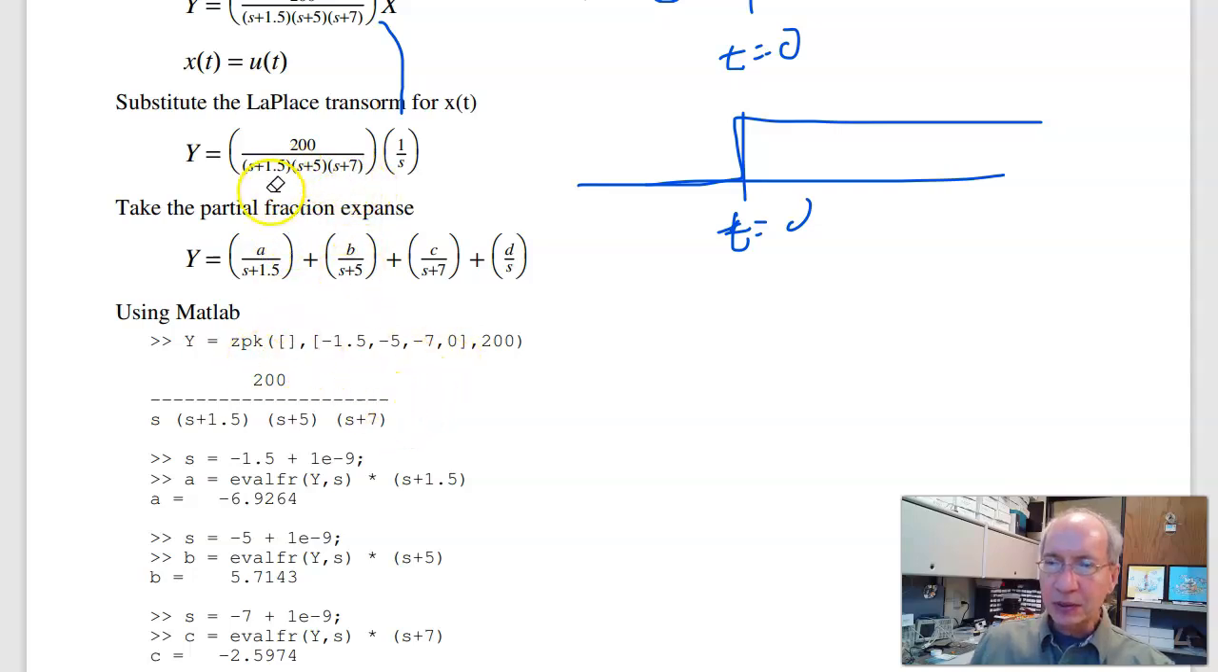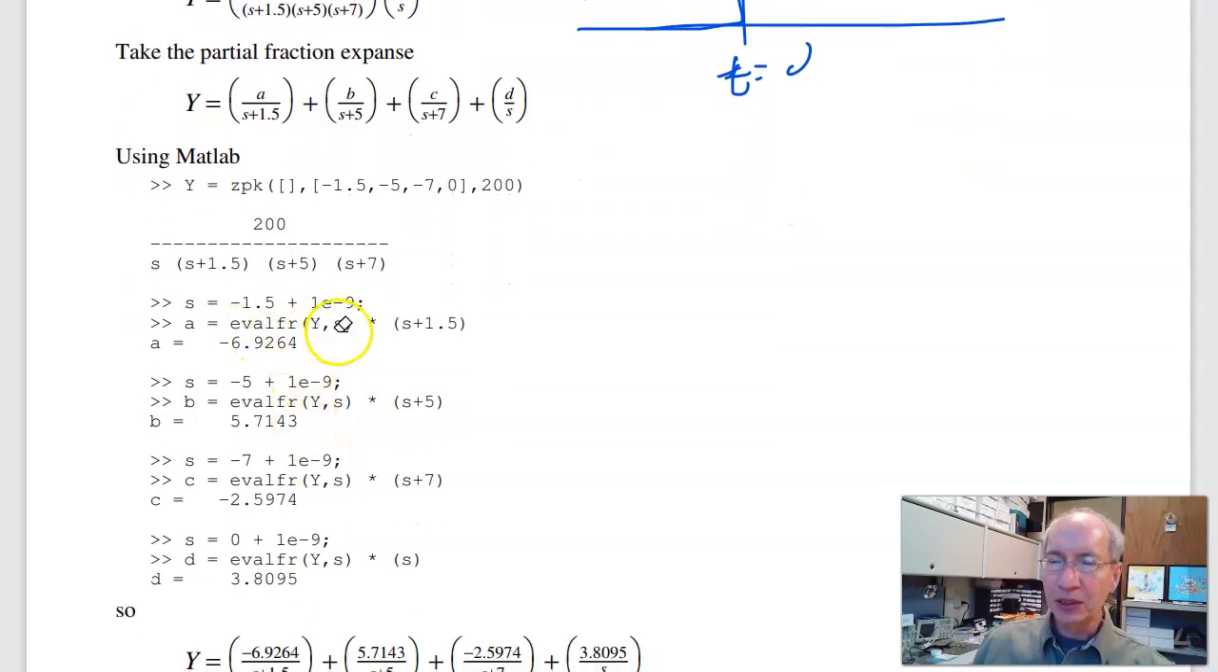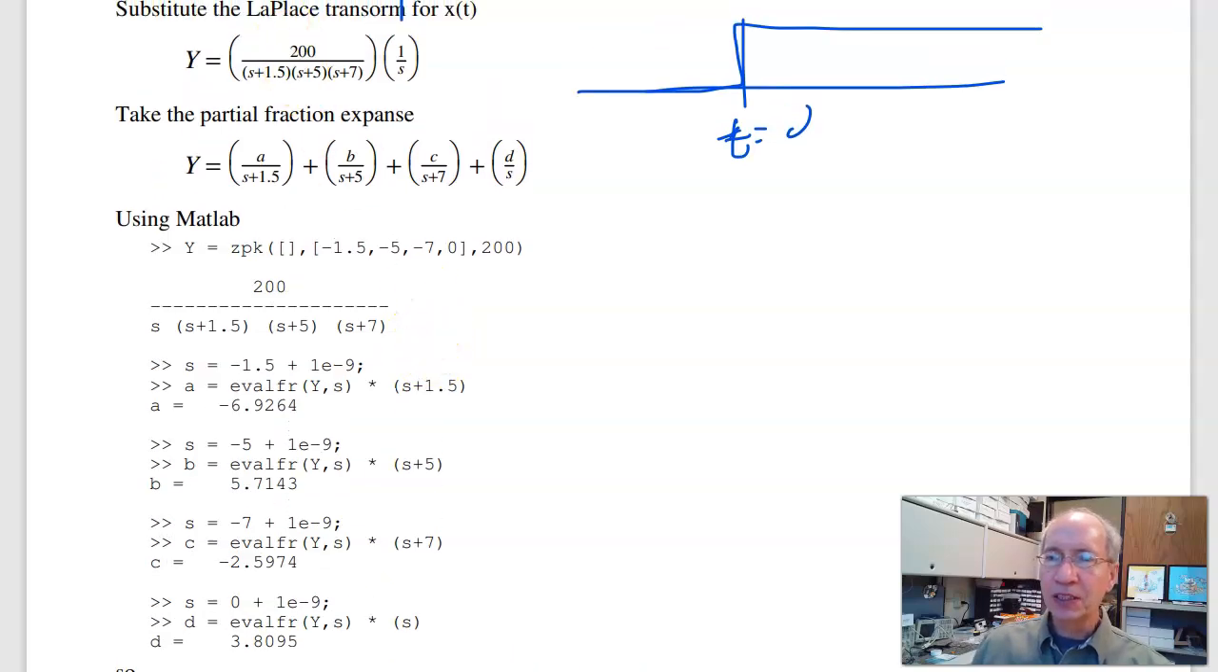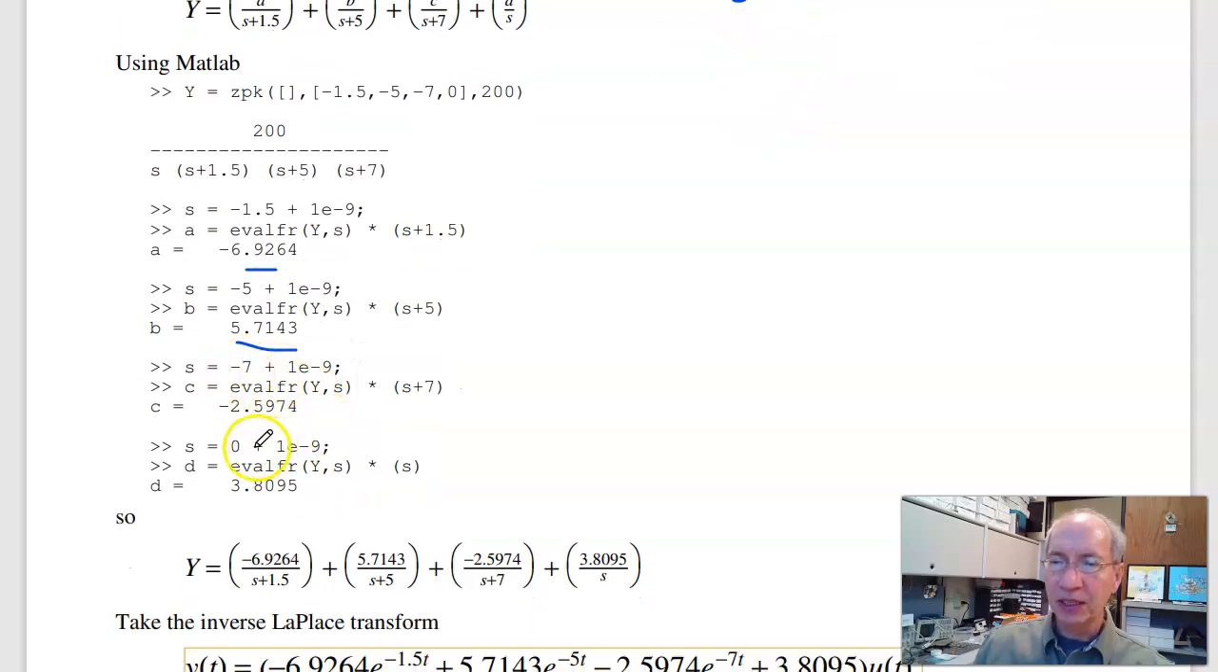In MATLAB, what I'm going to do is input y at s equals minus 1.5 plus epsilon. Evaluate G(s) at that point times s plus 1.5. What that does is cancel out this term, basically the cover-up method, and I get A. I need to perturb that by epsilon, because otherwise I get 0 over 0. MATLAB doesn't like that. So move this just a hair away from minus 1.5 to avoid a 0 over 0. Likewise, to find B, evaluate at s equals minus 5 plus epsilon. I get 5.71. At s equals minus 7, and s equals 0.